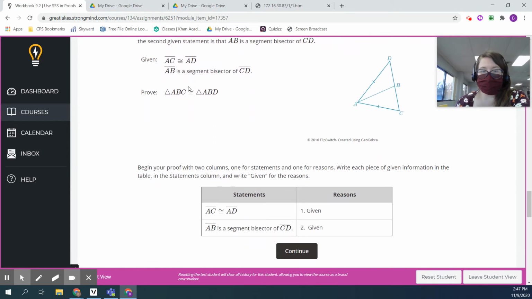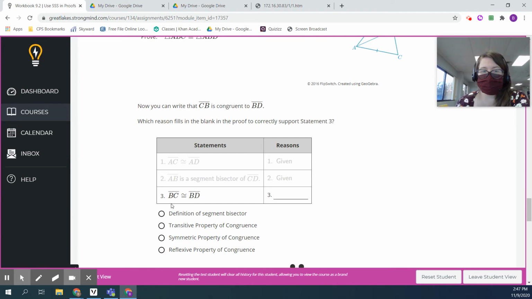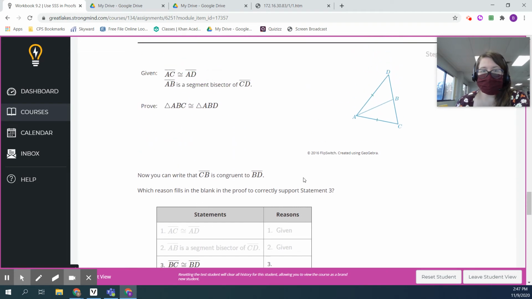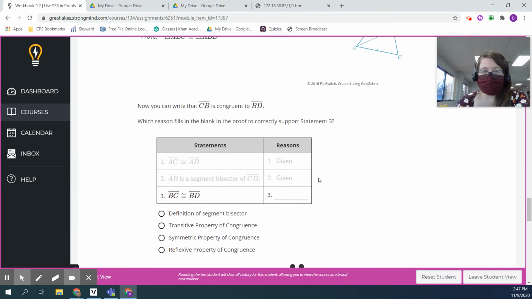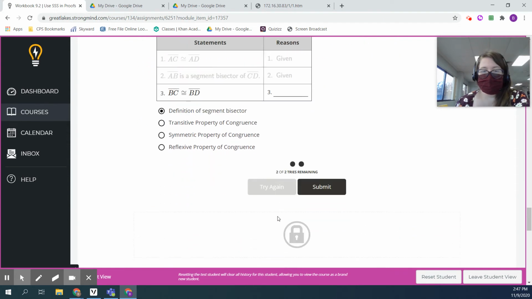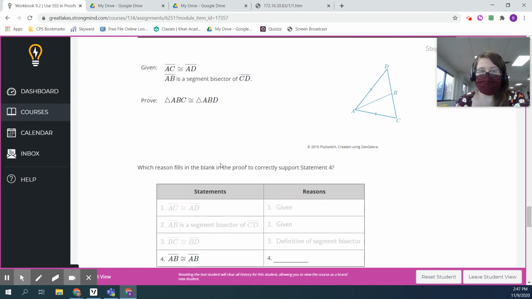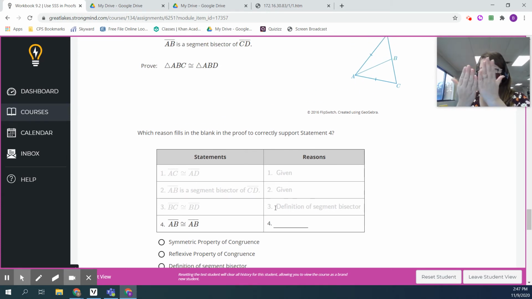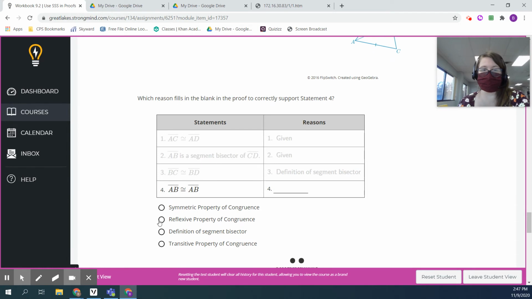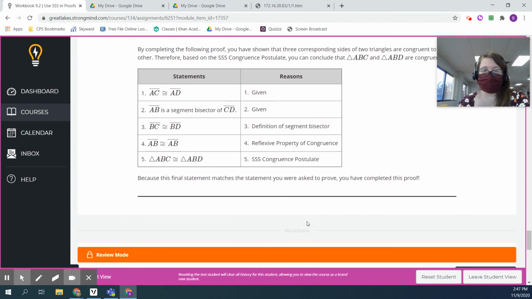So AC is congruent to AD, that's given. And then BC is congruent to BD. When it says it's a segment bisector, that means those things are the same, so that would be the definition of segment bisector. Then we say that AB is congruent to itself, where you're looking at itself and using it for two parts. That's the reflexive property.